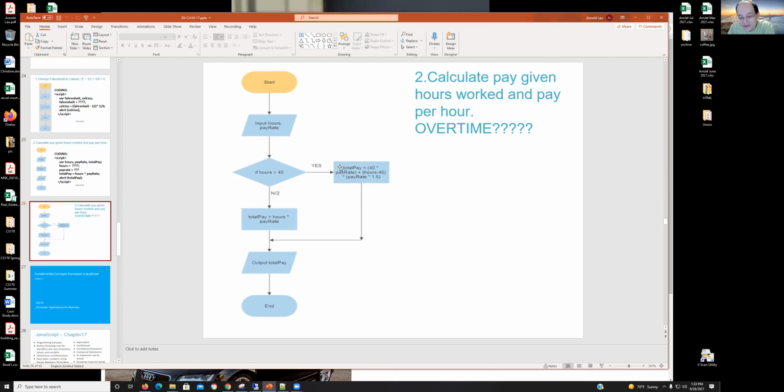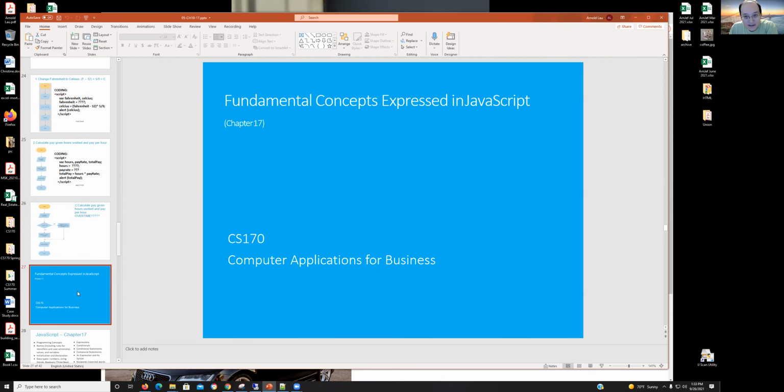Okay, so yes, you're going to do this algorithm. No, you're going to do this one down here. Okay, so like I said, it doesn't necessarily have to be done that way. You can just make it one calculation to handle overtime or no overtime. But we did this just to illustrate this idea of a decision and having this branch here like this.